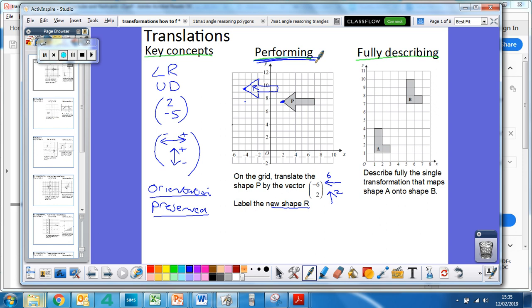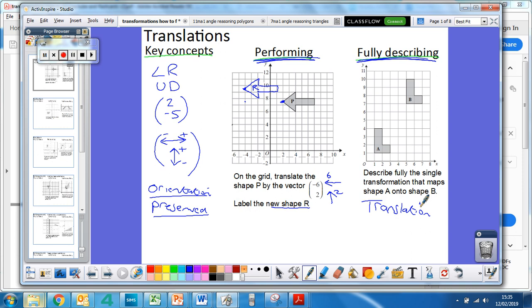Move the object left or right, up or down, and I redraw it the same size and the same orientation. The final skill you need for translations is to fully describe. And to fully describe a translation, when we see it, the first thing we have to do is recognize that it is a translation. So the word translation will get a mark in the exam. Secondly, we need to use a vector to describe it.